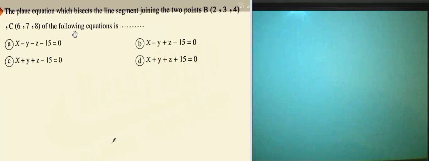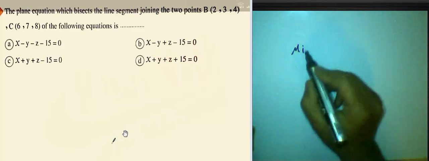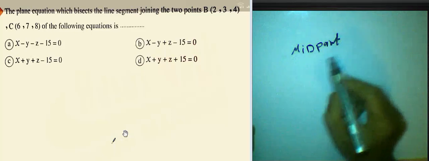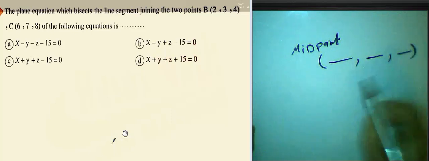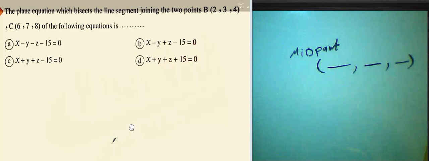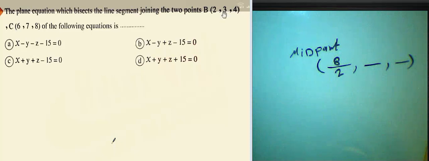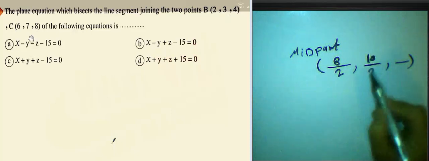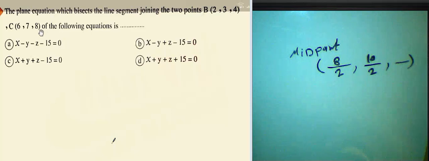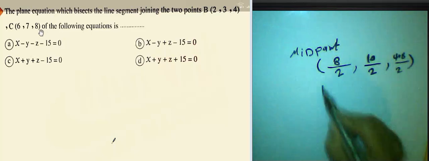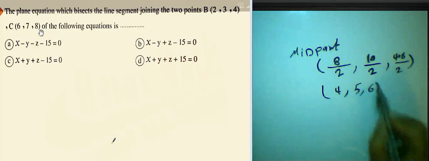Next question: here is a plane equation which bisects the line segment joined at points B and C of the following equation. We must find the midpoint between B and C. Midpoint: x1 plus x2 divided by 2, 2 plus 6 equals 8, 8 divided by 2, 3 plus 7 divided by 2, 4 plus 8 divided by 2. The result will be here 4 and 5 and 6.